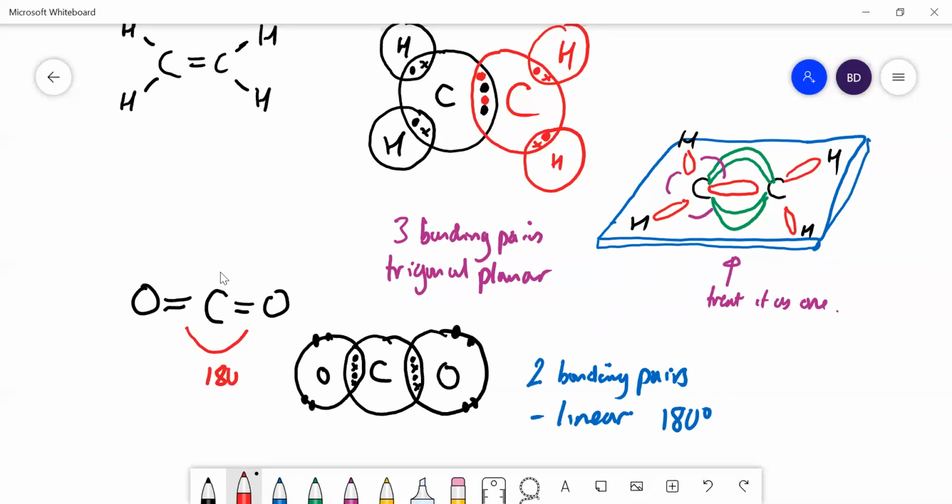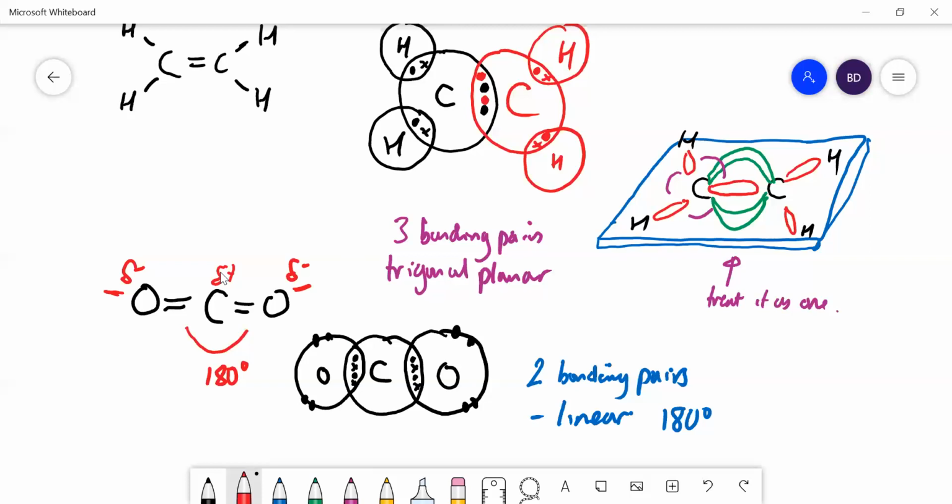Do you remember we said about symmetry and dipoles earlier on? So that's because it is linear. This carbon has no dipole, even though this oxygen has got a delta minus, because this one has got exactly the same delta minus on that. So because it's symmetrical, because it's linear, no dipole on carbon dioxide.